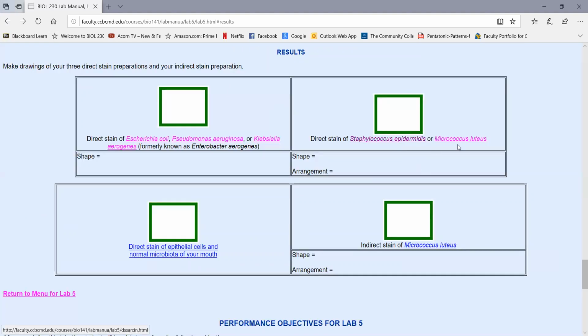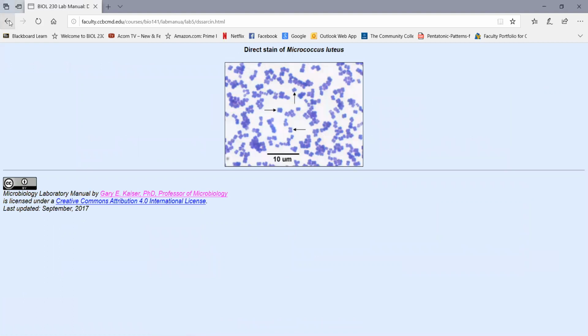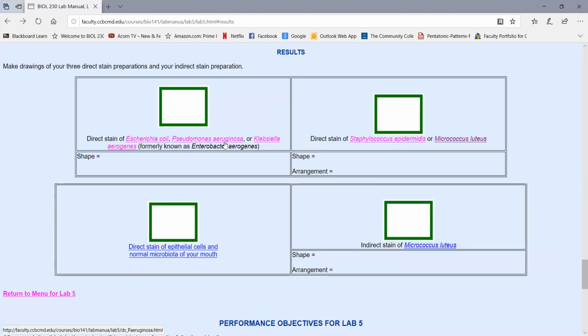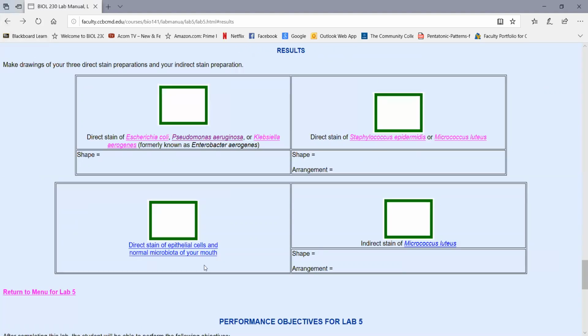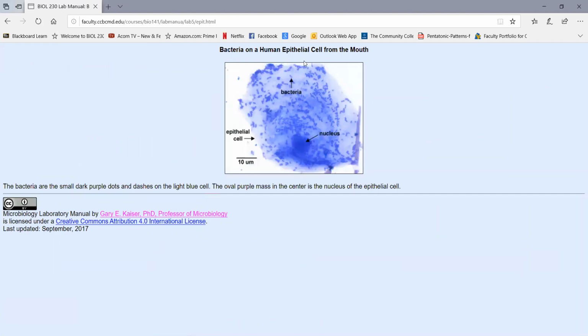The Staphylococcus epidermidis, of course, in a direct stain with crystal violet. Micrococcus luteus in a direct stain with crystal violet. And then all 3 of your gram negatives basically look the same. They're going to be gram negative bacilli, staining pink because we use safranin. If you get a chance to do the direct stain of the epithelial cell, showing you your normal microbiota, this is what that looks like. This is an epithelial cell under 1,000 magnification. This is the nucleus. And these are the microbiota bacteria that live on that epithelial cell. So that's a stratified squamous epithelial cell from the mouth with the microbiota on it.